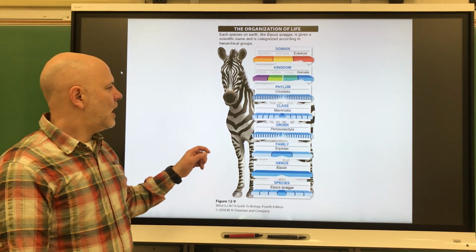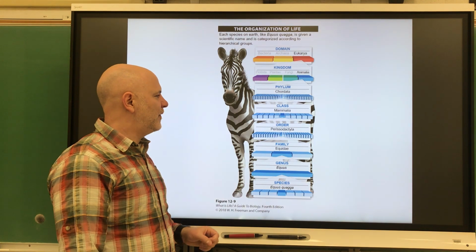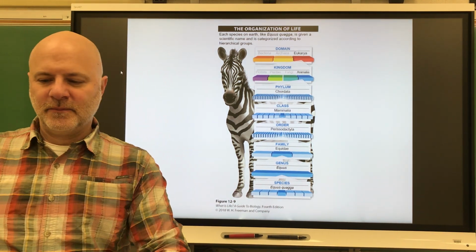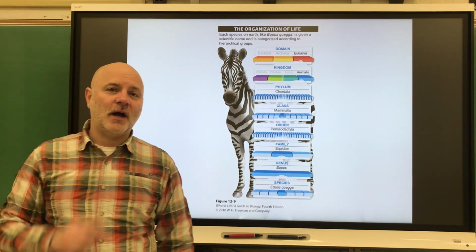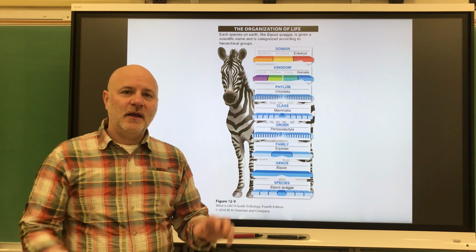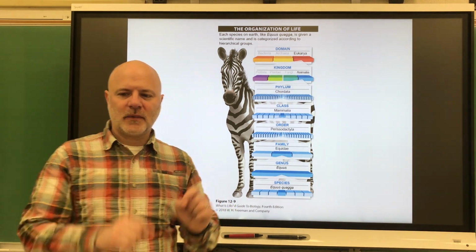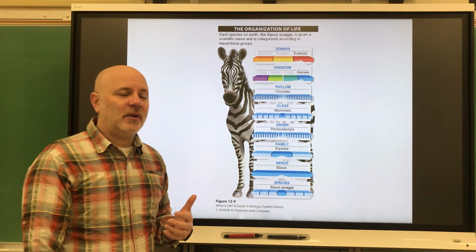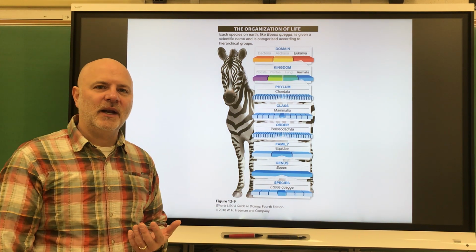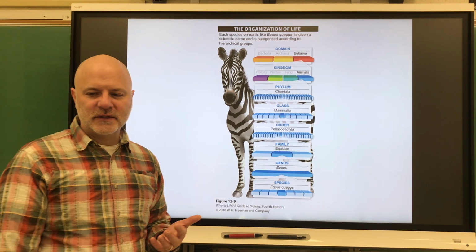All right. We differ with them. We are in the order Primates. So Primates have binocular vision, eyes in the front of their head. They also have opposable thumbs. All right. We are in the family Hominidae, and we are the only living species in the family Hominidae. That is the family of humans.